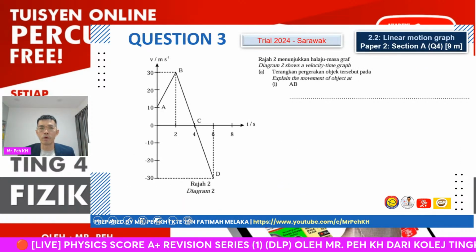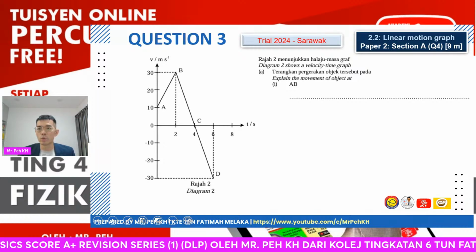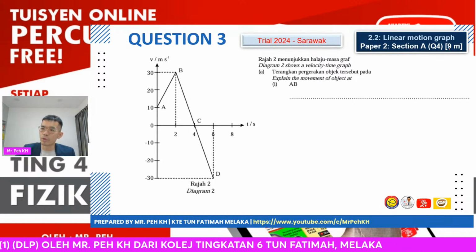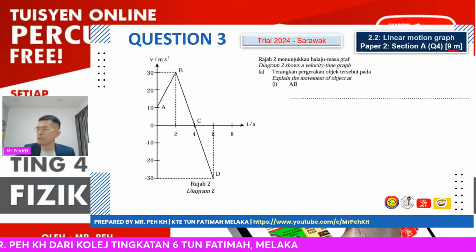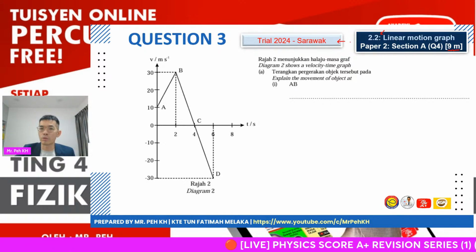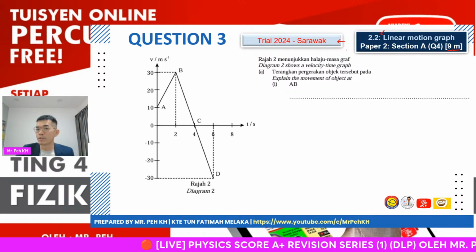Okay, so now we go for question number 3. So here will be the type of question number 4. Total marks for this question will be 9 marks. And the subtopic we are going to discuss here will be the linear motion graph. The trial question we use here will be from Negeri Selangor.